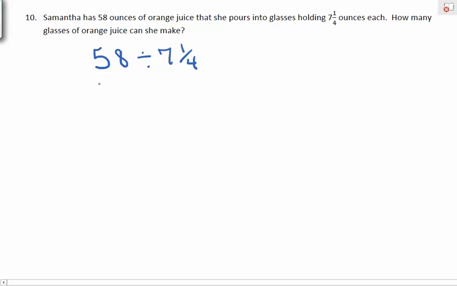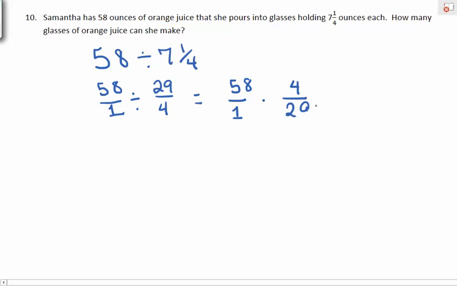The first step would be to convert. 58 over 1 divided by 4 times 7 is 28, plus 1 is 29. So 29 over 4. Division by a fraction means that we're going to multiply by the reciprocal. 58 times 4 is 232, and 1 times 29 is 29. Once you divide these two, you get 8. So there will be 8 glasses of orange juice that she can break this up into.